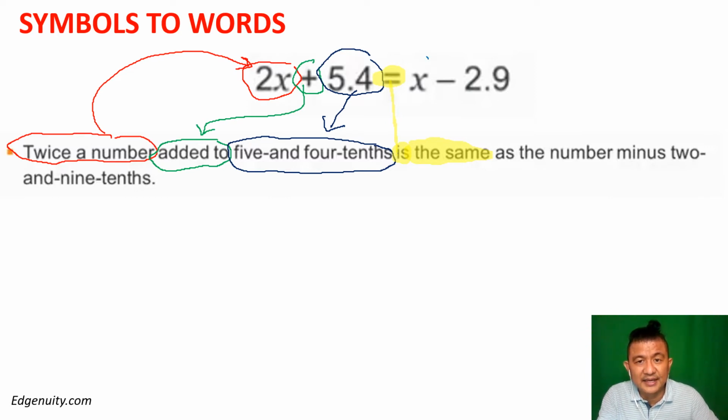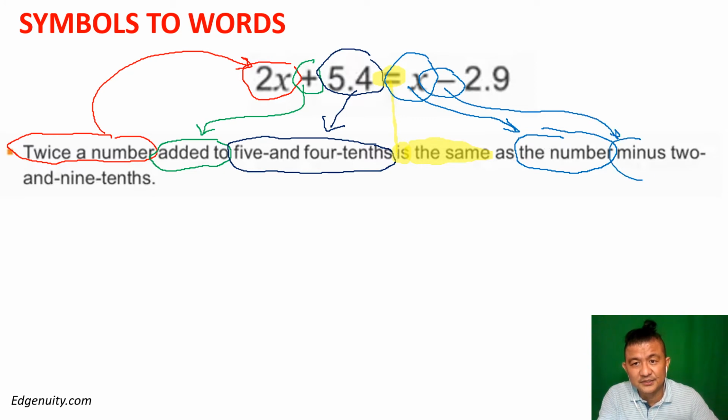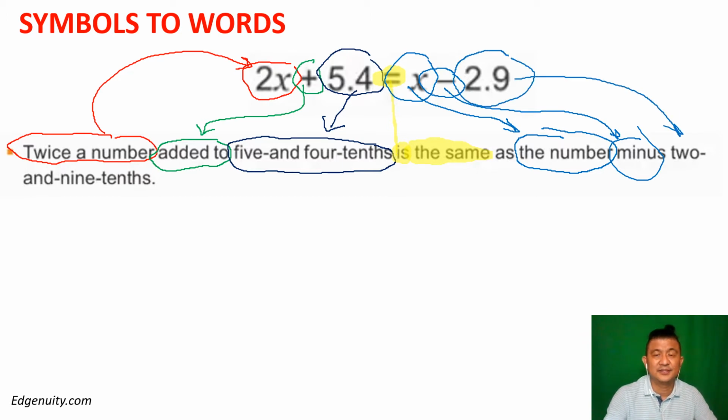We choose the X. That is the number, the number which you don't know. And what did we do with that? The minus, obviously. That's the minus. And then lastly, it is what? 2 and 9 tenths. There you go. See, each of those words, each of those symbols translated as words.